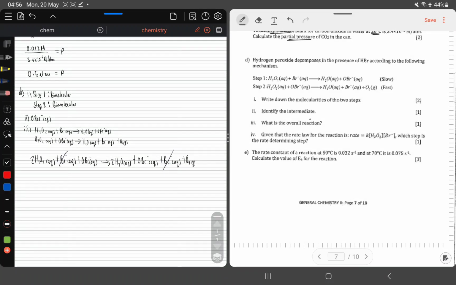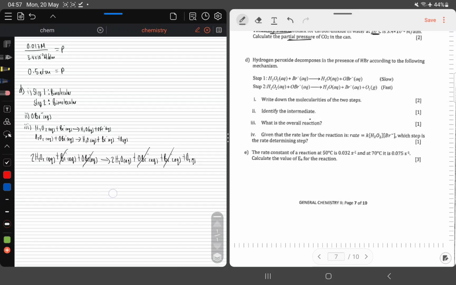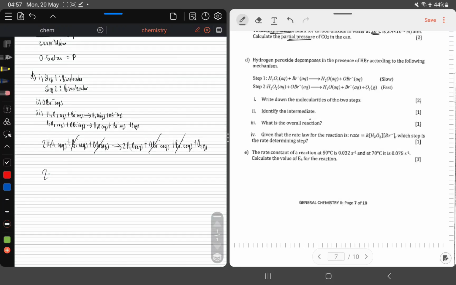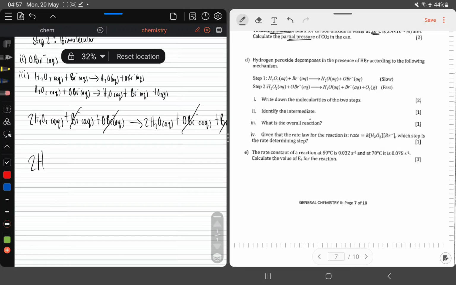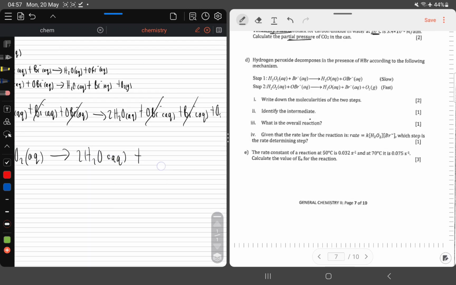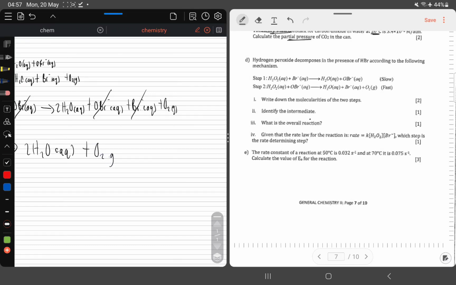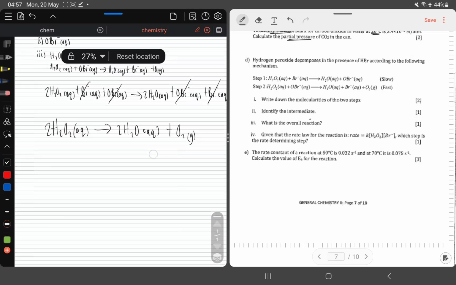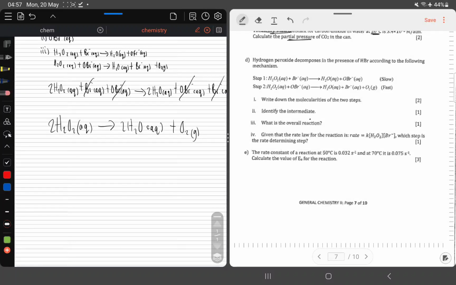Br minus and Br minus. OBr minus and OBr minus. There you go. So what do I have? 2H2, my remain, that is 2H2O2. Please, H2O2 is not the same as H2O. This gives me 2H2O aqueous plus what else? O2 gas. And this is my overall reaction, and I am done.